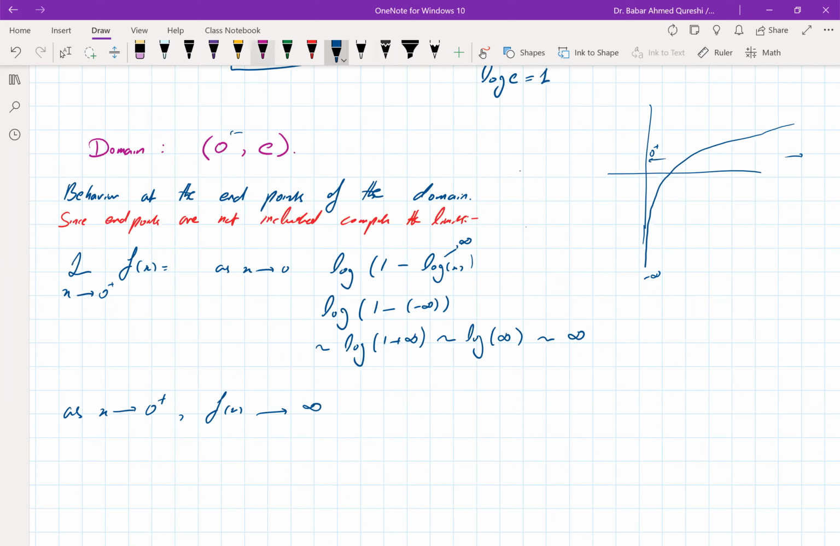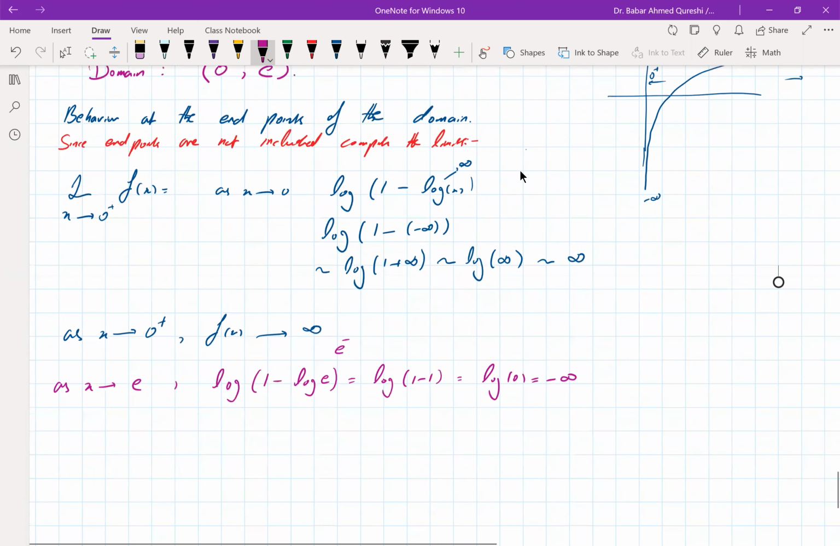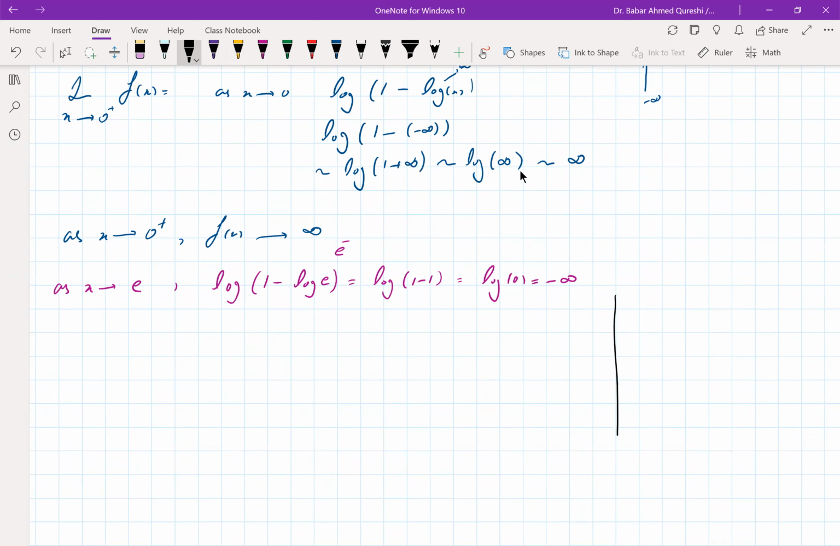So we know what the behavior of this function is over here. And as x goes to e, this function, which is log of 1 minus log of e, so it's log of 1 minus 1, log of 0. And remember, because you're approaching it from e minus, this number is slightly less than 1. So you're approaching log from the positive side. So it's minus infinity. That means this function's domain is from 0 to e, and it's going to do something like this. As it approaches this, it goes way up, and as it approaches this, it dips down.